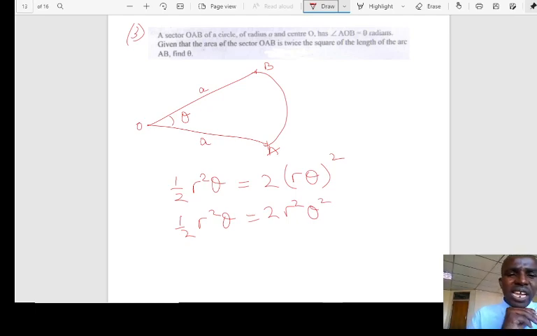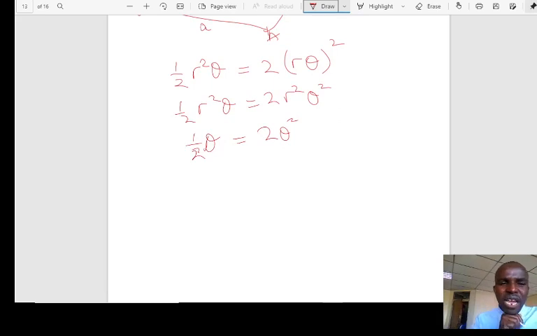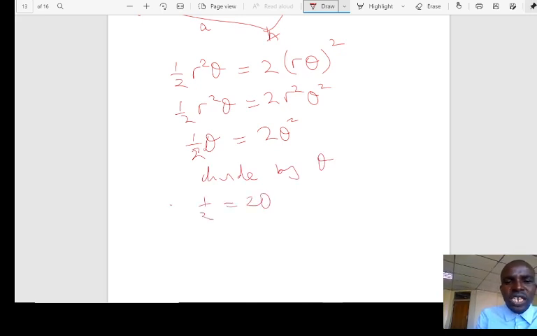Then let's divide by r squared, yes, both sides by r squared. So it will be half theta is equals to 2 theta squared. Then after that, you divide by theta. You can divide by theta here, both sides. What do you get? You get half is equals to 2 theta.